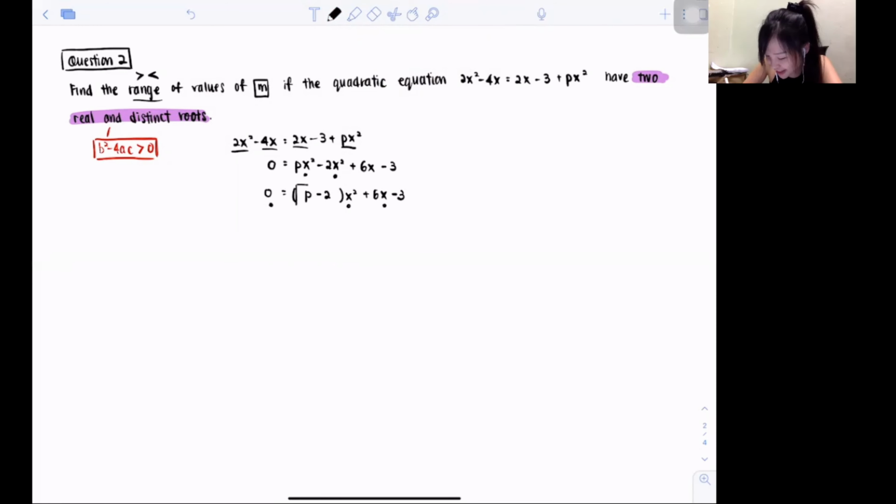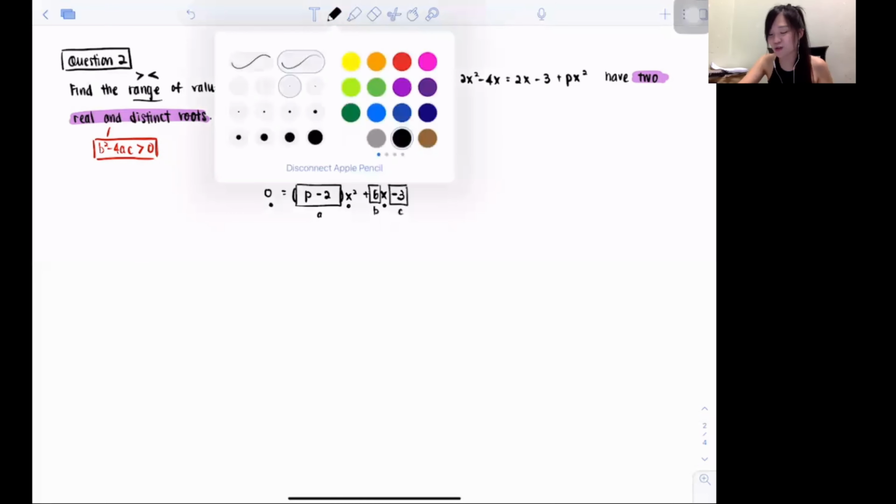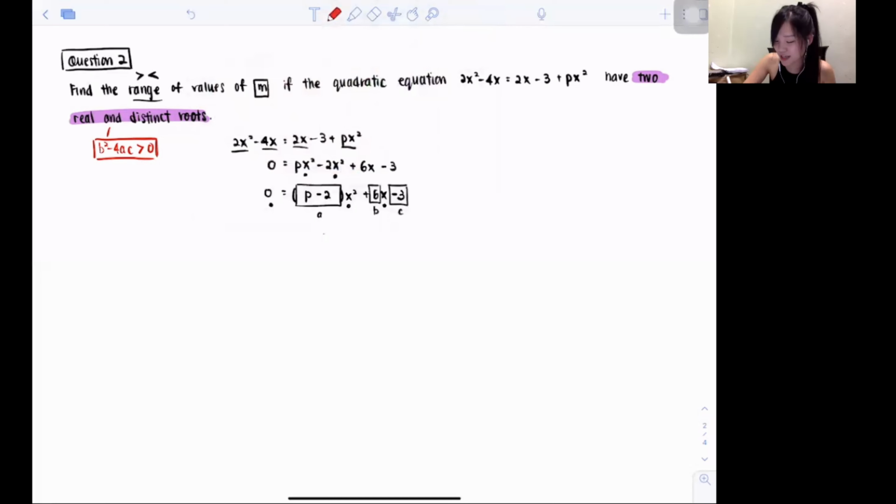My dear, so what's my A? My A, isn't it p minus 2? What is my B? My B, isn't it 6? What is my C? My C, isn't it -3? Again, with my ABC, I couldn't press the calculator because they have p inside. So for this question, I just want to use what formula? B squared minus 4AC more than 0. Isn't it I can use this?